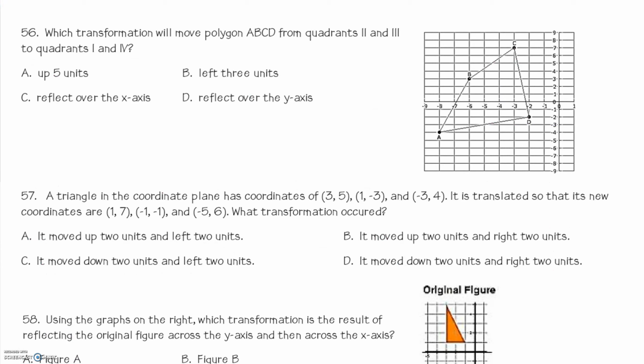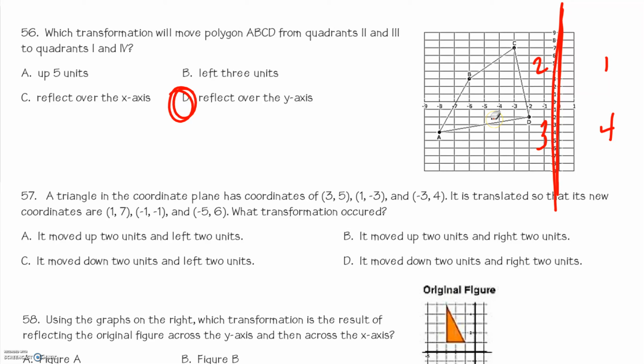56. Which transformation will move polygon ABCD from quadrants 2 and 3, so that's this quadrant here, quadrant 2 and quadrant 3, over to quadrant 1 and quadrant 4? So I need this whole thing to go over this way. Well, it really needs to reflect, right? And it needs to reflect over this middle line, which is the y-axis. So that would flip it completely over. That's going to be a reflection over the y-axis.